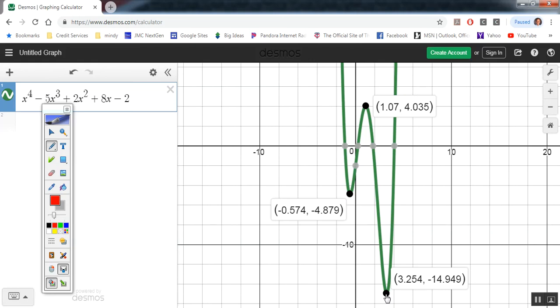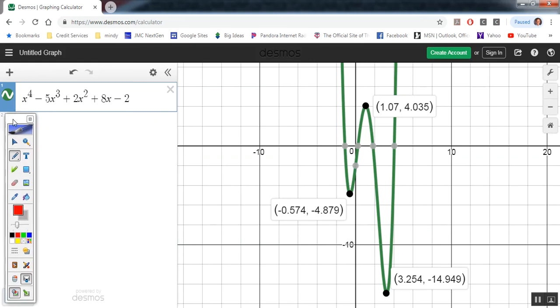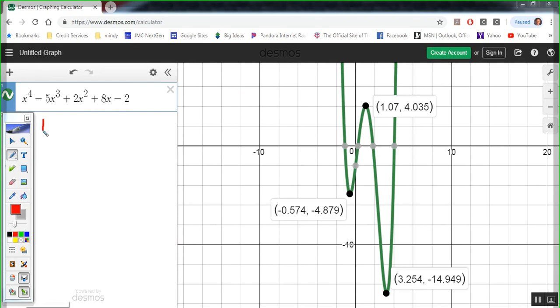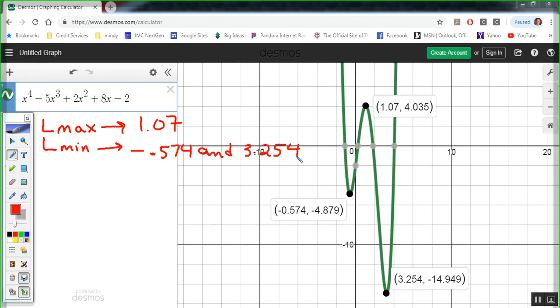All right, let's chat first of all, kids. How about local maximums first? What are the x values for local max? 1.07. Is that the only one? Okay. How about a local minimum, or minimums, if you will? Okay, and 3.254. Okay. Are we good on the minimums and maximum parts of this? The turning points, if you will.